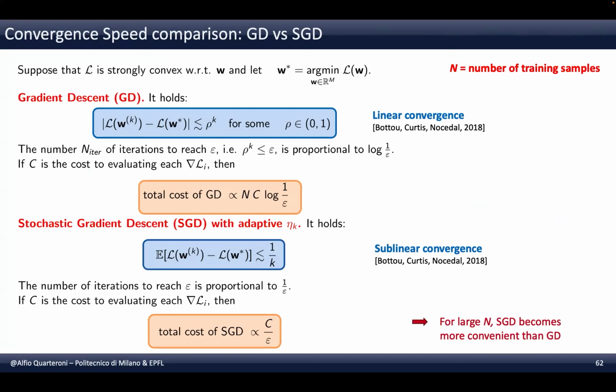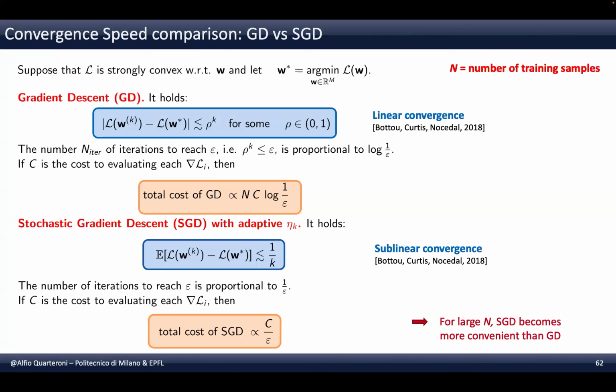You have results that compare the gradient descent behavior of the iterative error with the stochastic gradient descent iterative error. So in the case where you're using the stochastic gradient descent, you have the average between L of w_k minus L of w star. W star is the ideal set of parameters, the one associated with the absolute minimum of the loss, and it behaves like 1 over k.